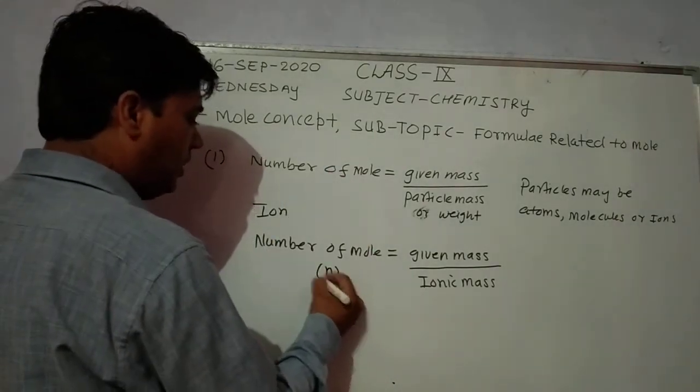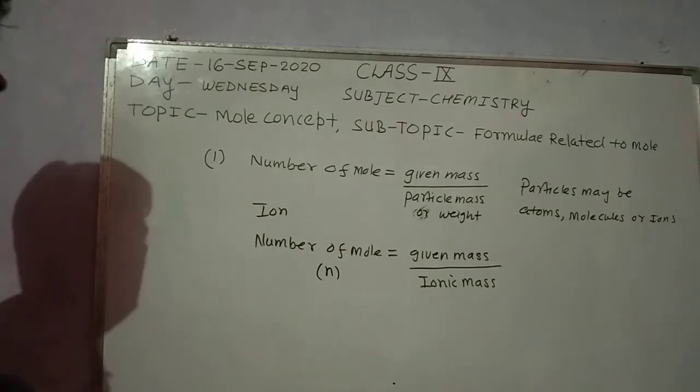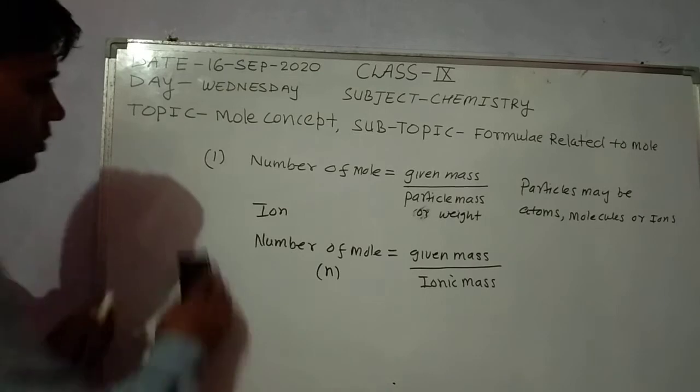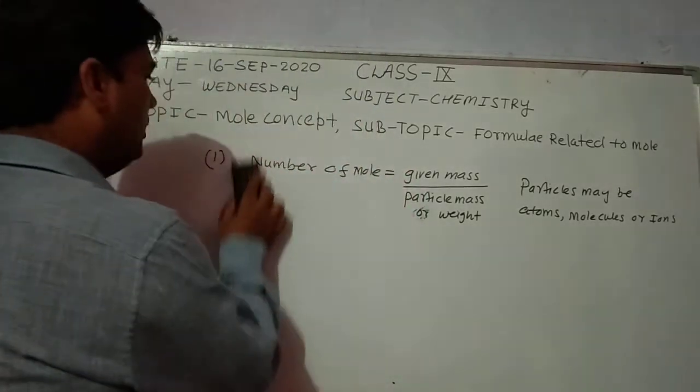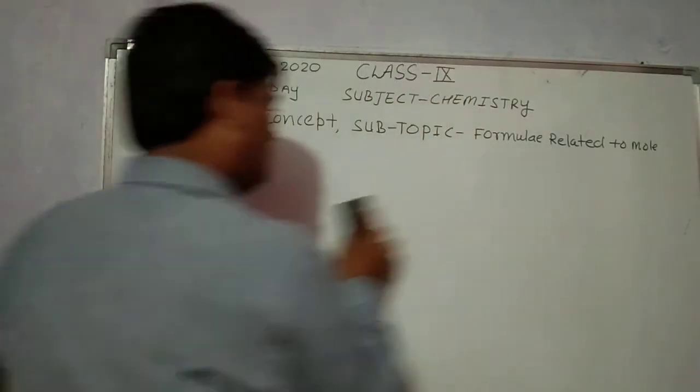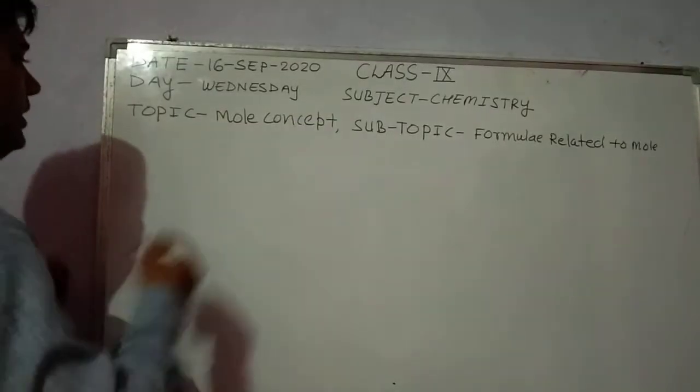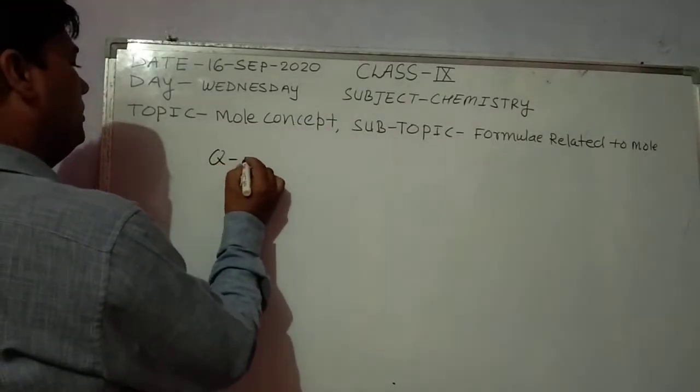Number of moles is always represented with the help of small n. Okay, so this is the first formula which is related to moles. I am going to discuss the questions related to this particular formula.